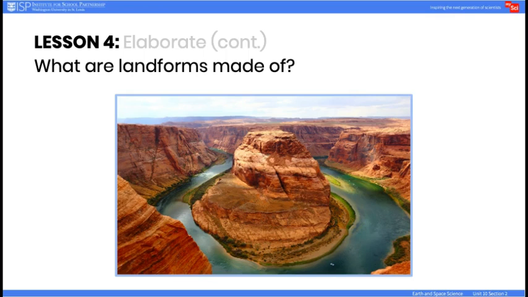Then have students share their ideas with the class, asking them to support their choices with reasoning. Finally, ask students what are some ways that landforms are created over time. What types of landforms are created from land being built up? What types are created from land being torn down?